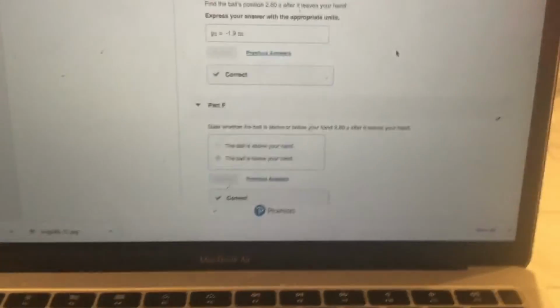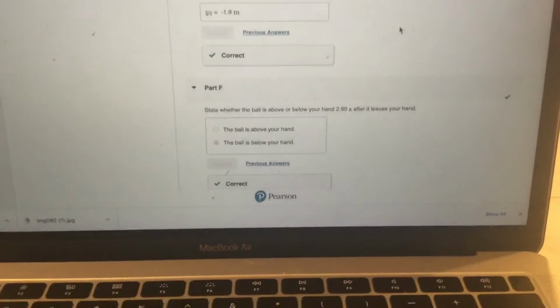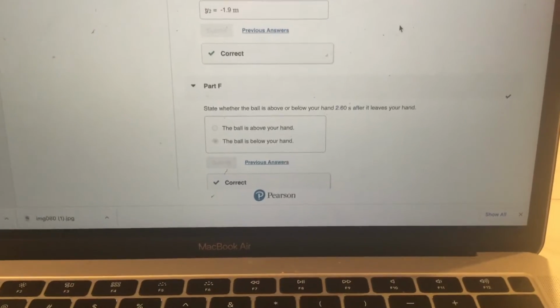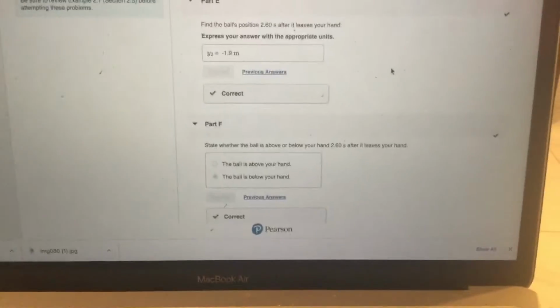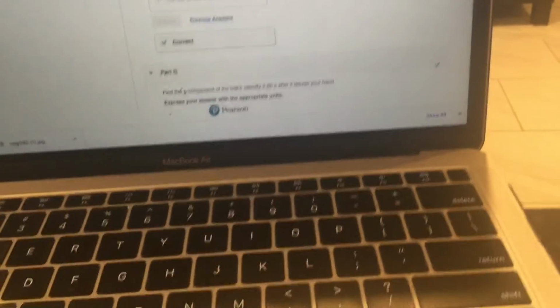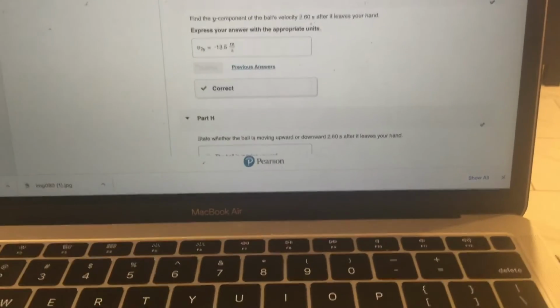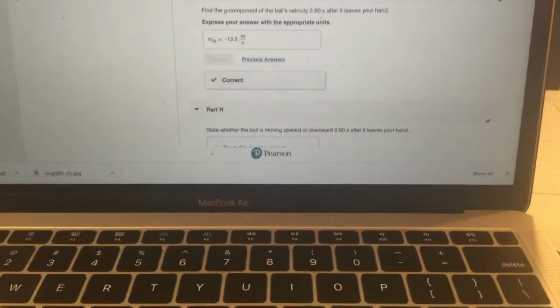Okay, now part F states, state whether the ball is above or below your hand 2.6 seconds after it leaves your hand. We just found that the answer at 2.6 seconds is negative. We got a negative y, so the ball is below your hand.